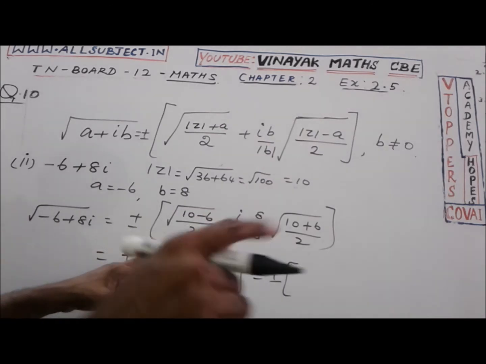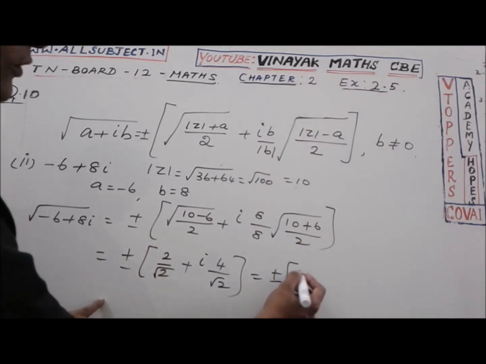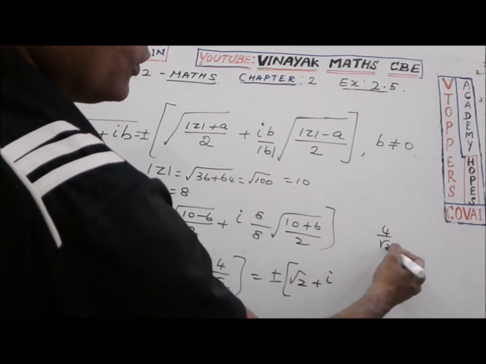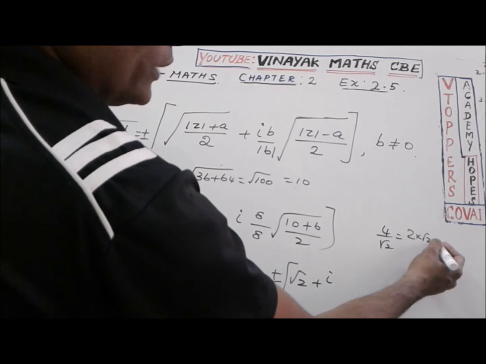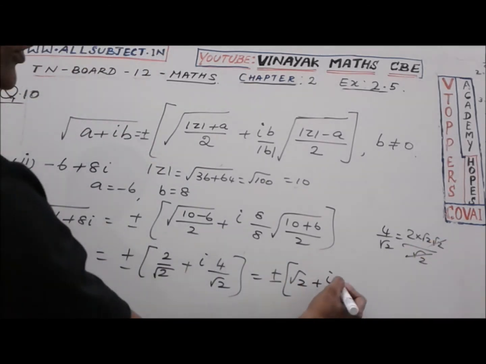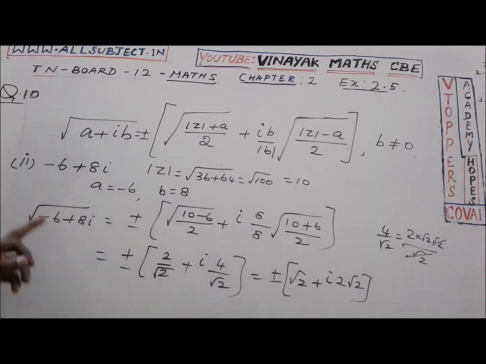This 2 can split into root 2 into root 2, cancelling, so this is root 2, plus i into 4 by root 2. 4 equal to 2 into root 2 into root 2, divided by root 2, can simplify on root 2, remaining is 2 root 2. So the square root of minus 6 plus 8i is plus or minus root 2 plus i into 2 root 2.